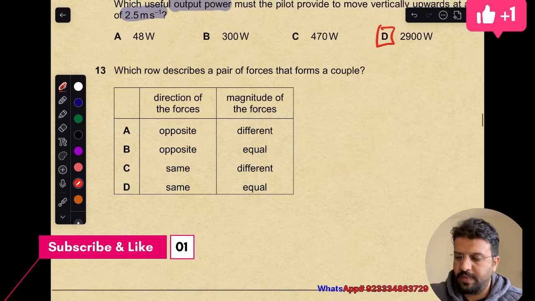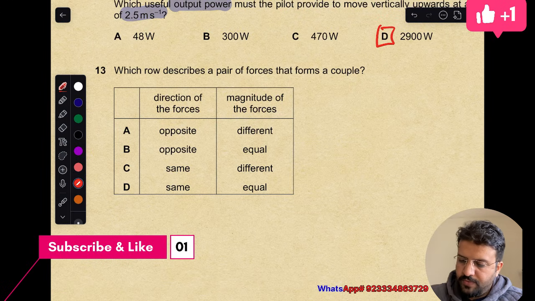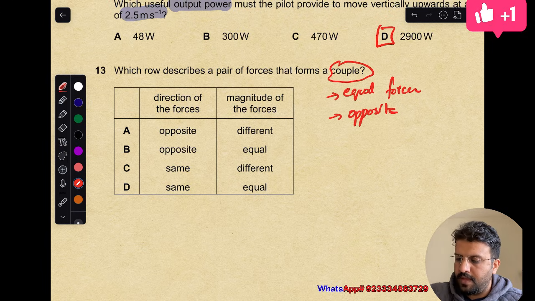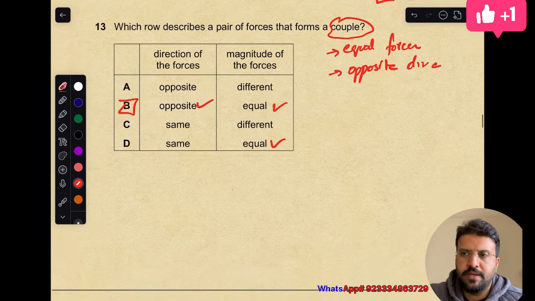In the next question, which row describes a pair of forces that forms a couple? Pretty easy question. A couple is equal forces in opposite directions. So the forces' magnitude should be equal and direction should be opposite, so it's option B.